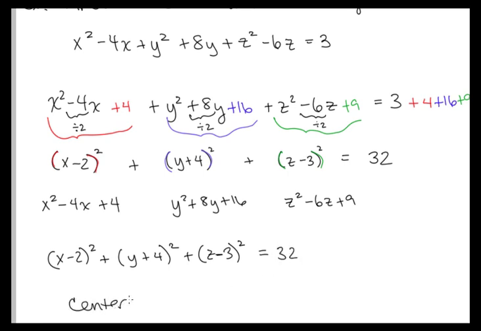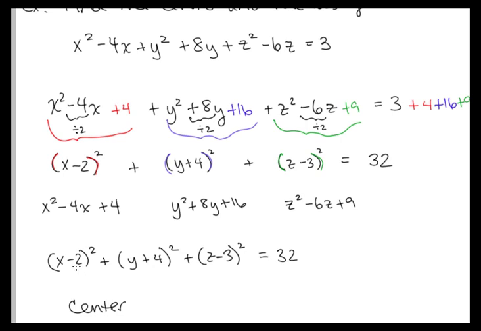So our center, remember that to match up with our formula we need to have subtraction here. So essentially this is y minus a negative 4. And so our center is going to be (2, negative 4, 3). And our radius is going to be radical 32. And with that, we conclude Lesson 1, the three-dimensional coordinate system.